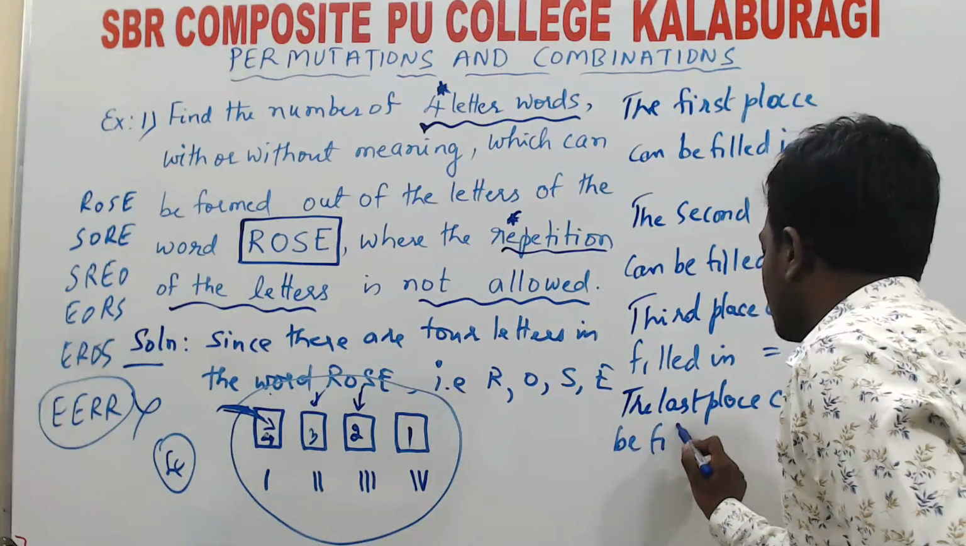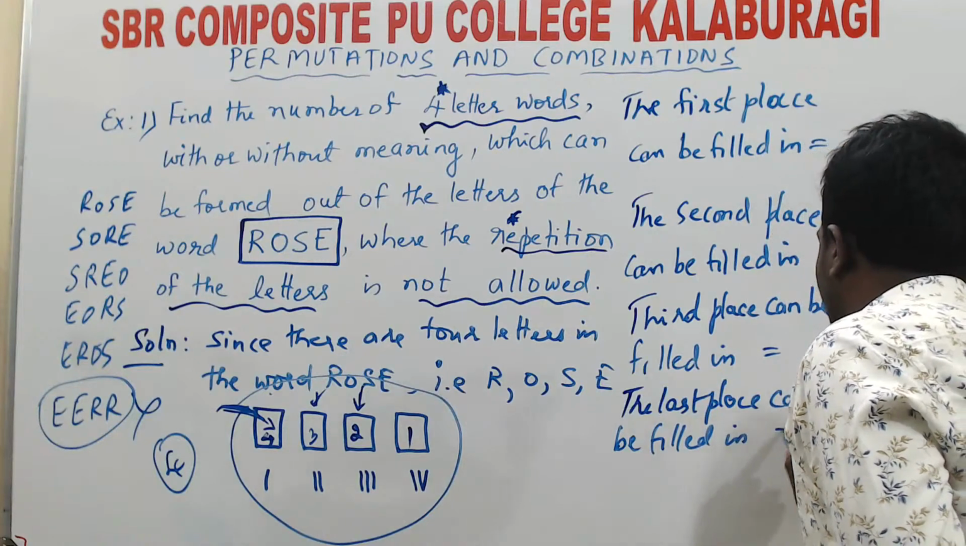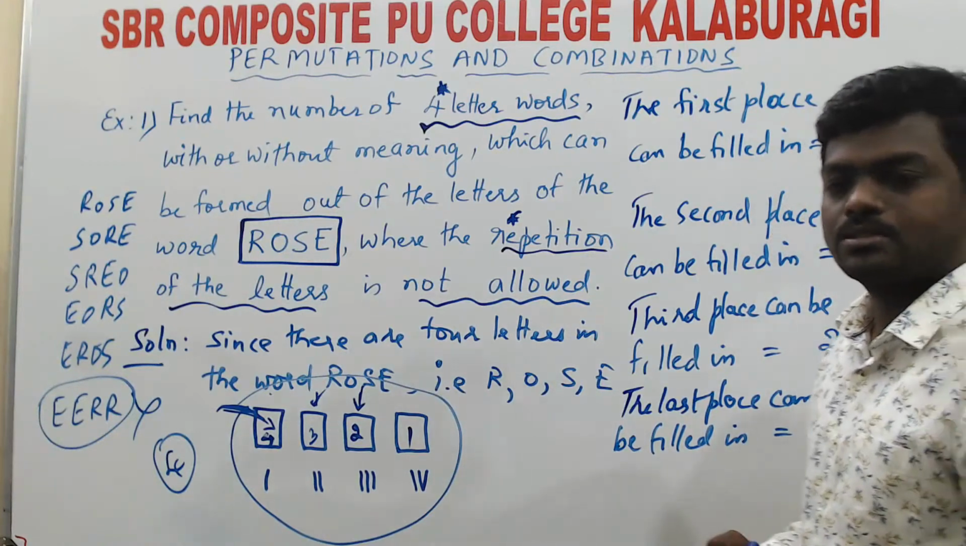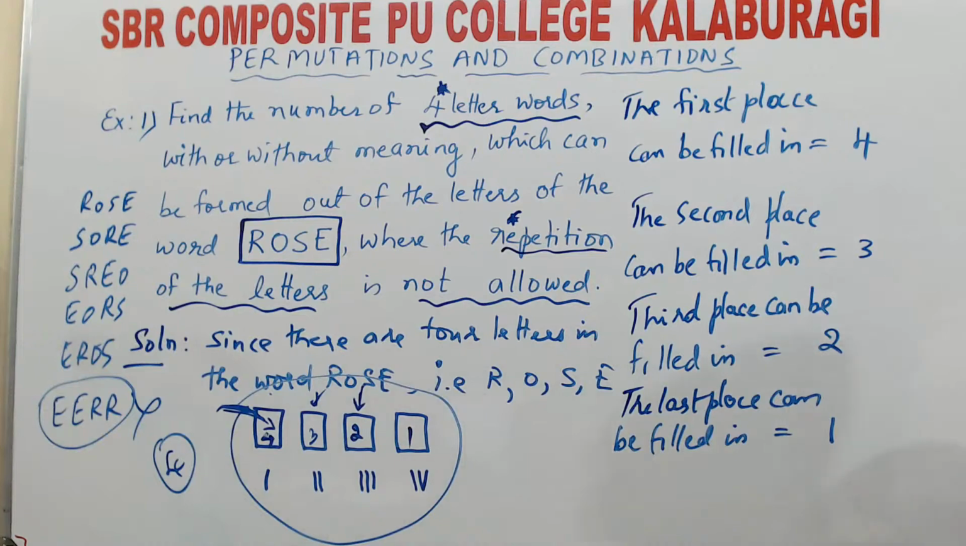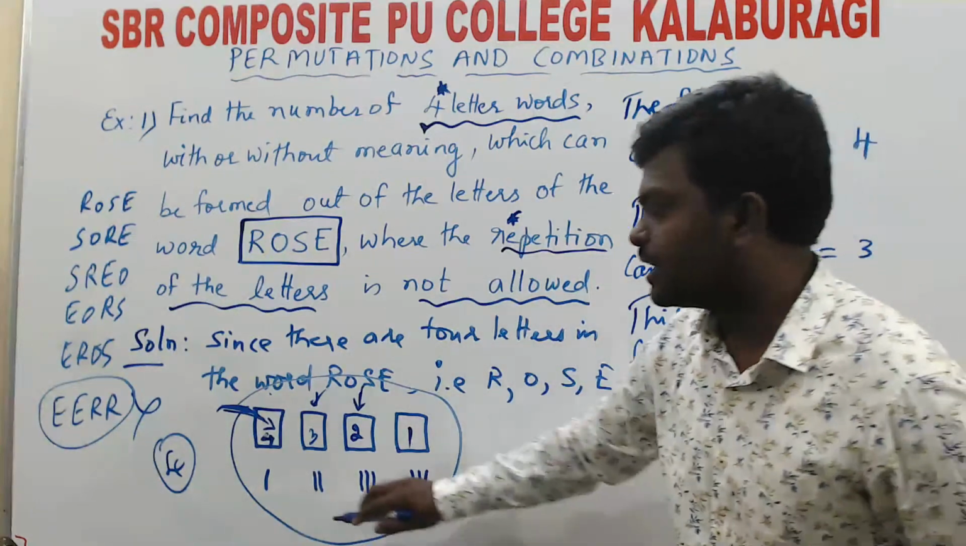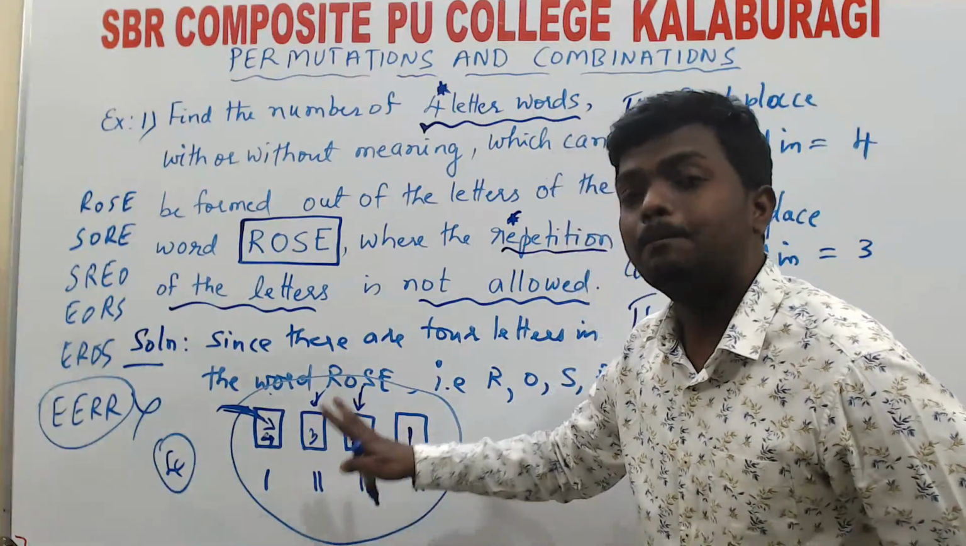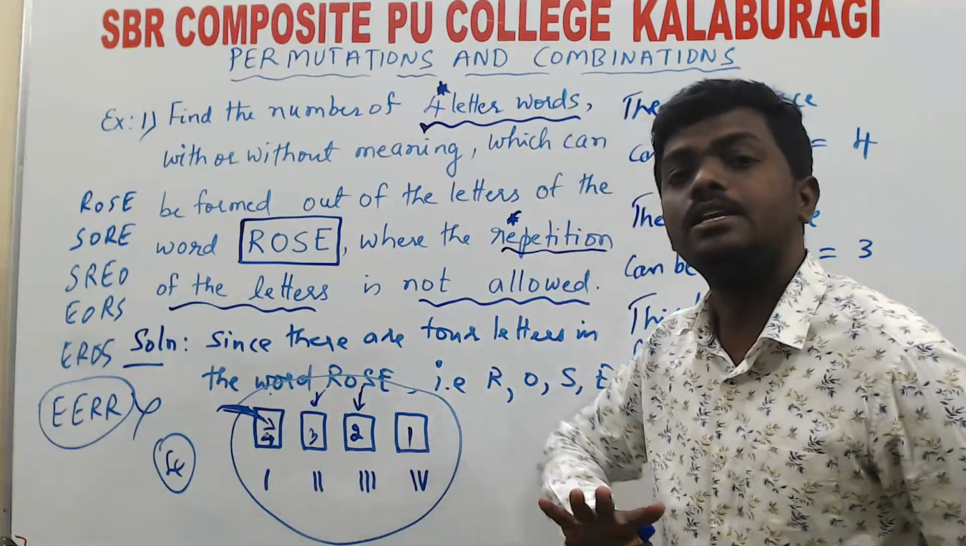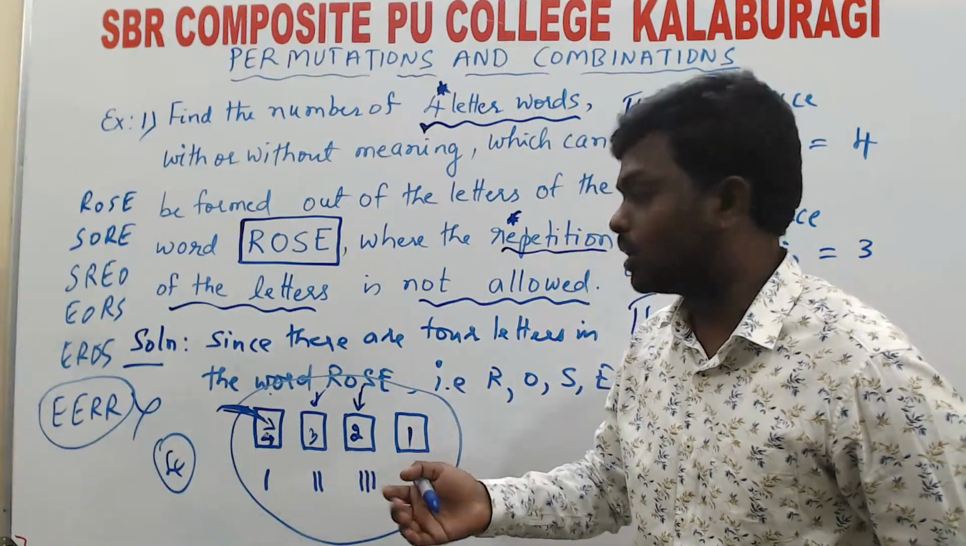So the last place, or the fourth place, can be filled in one way. How many options do we have? One option. Now you can see that the complete four-letter word formation is over. Now the event is over, right?